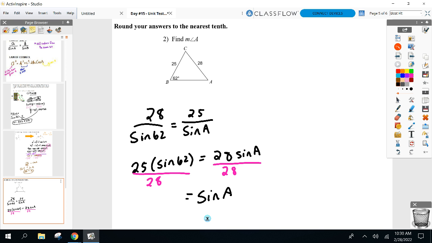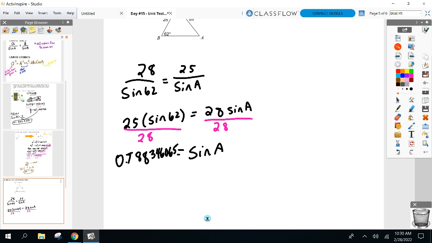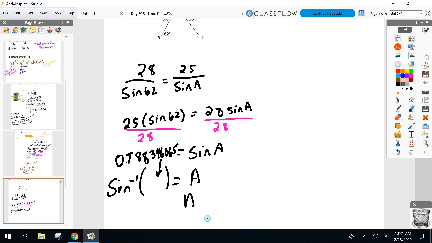Is this right? 0.788. And then now I do second sine. Anytime you're finding an angle, use the inverse. And then round to the nearest tenth. 52 degrees. Good. Any issues?